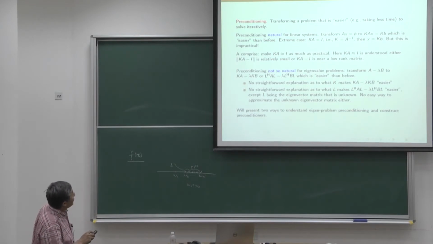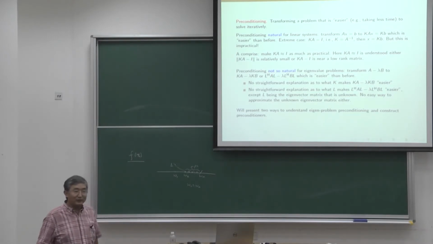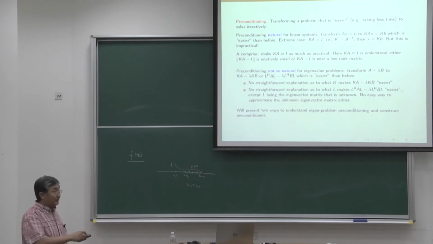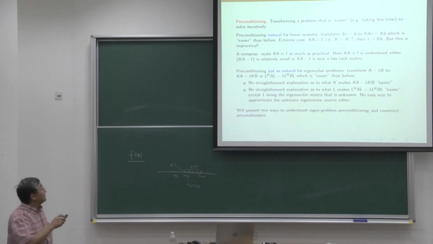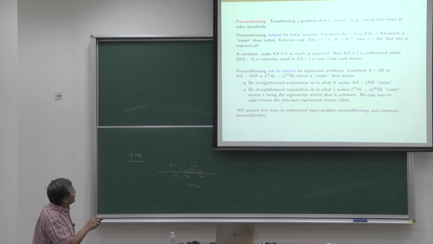And another way is that. What is L to make this problem simpler? Well, in this case, there is an extreme case. If you take L to be the eigenvector matrix, you multiply from both sides, one by L, the other by L transpose, then this will be identity. That will be the diagonal. Okay, in that case there is an extreme case, but of course, how do you find the eigenvectors? That's something you want to compute to begin with. So put together, there is no straightforward explanation.